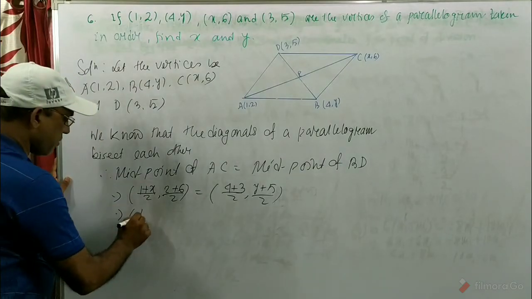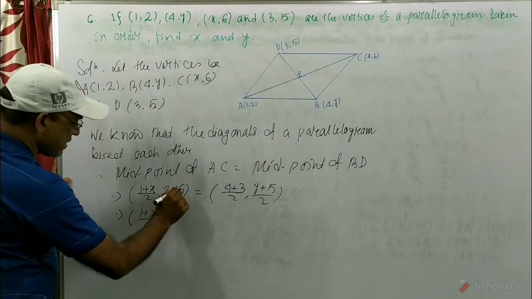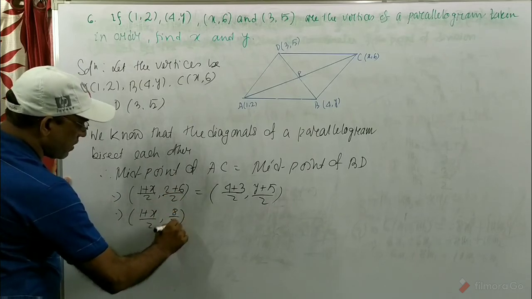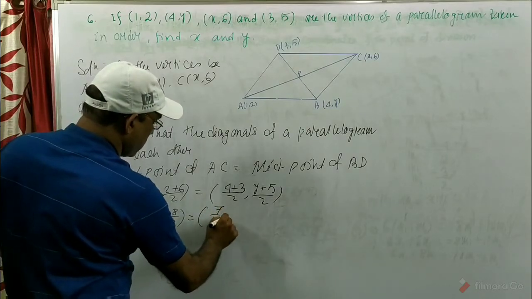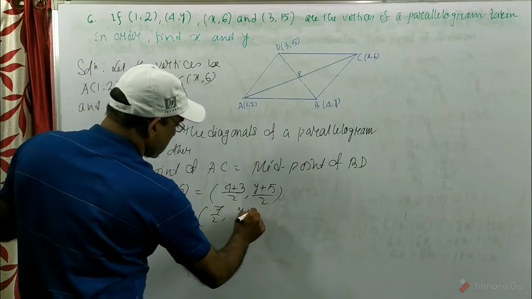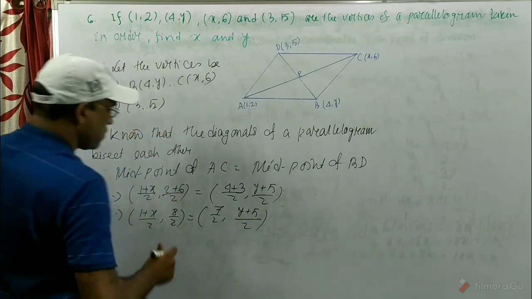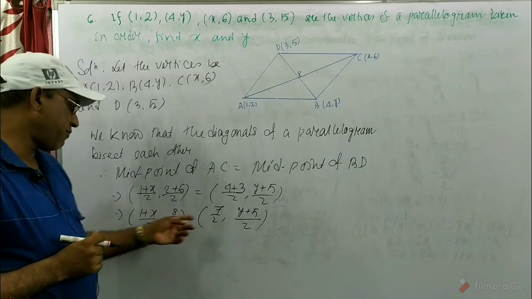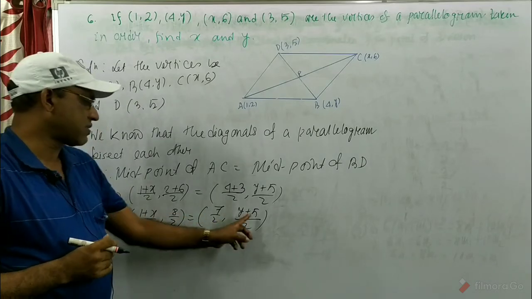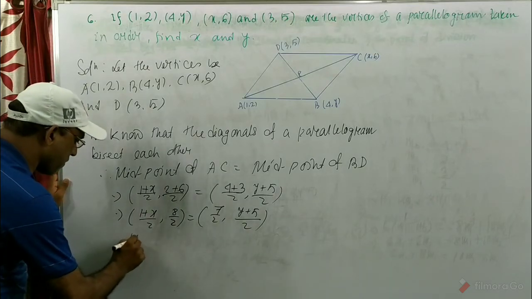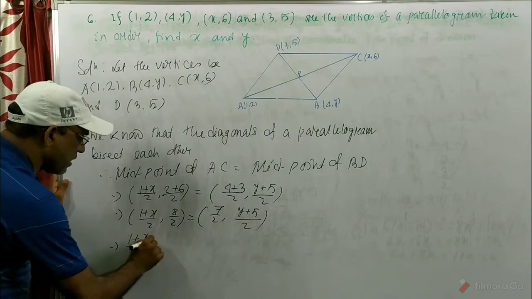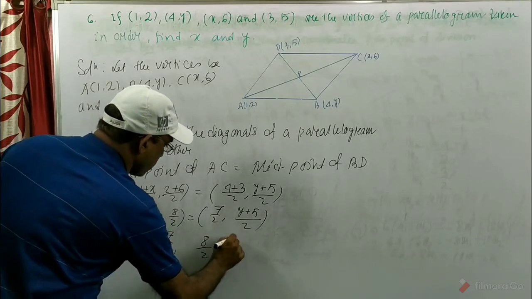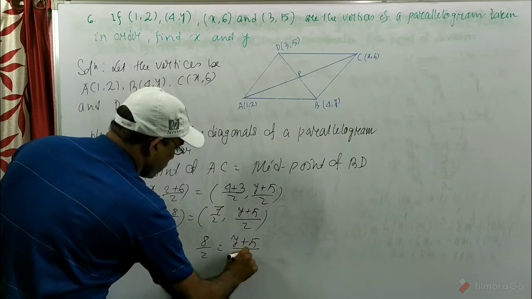Now this will be (1 plus x) by 2, this is 8 by 2, and this is 7 by 2, and this one (y plus 5) by 2. So this is an ordered pair, this is another ordered pair. Two ordered pairs will be equal if first element equals first, second equals second. So we can write (1 plus x) by 2 equal to 7 by 2 and 8 by 2 equal to (y plus 5) by 2.